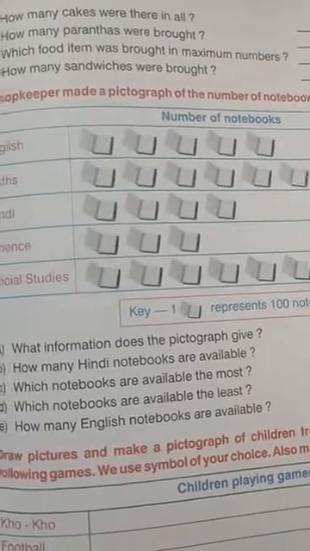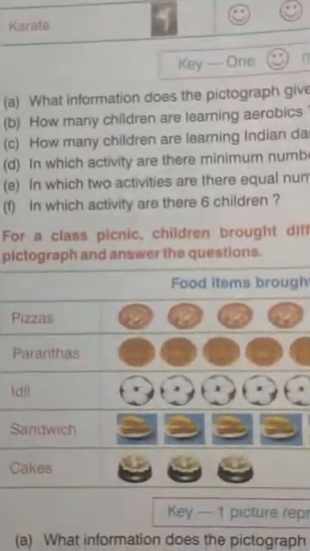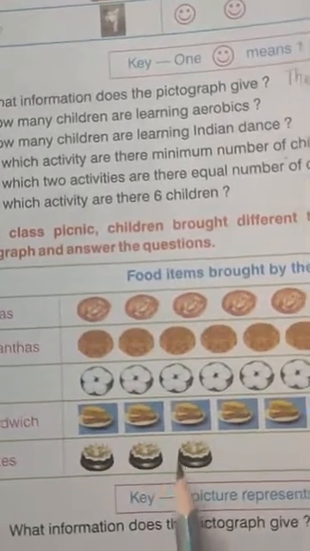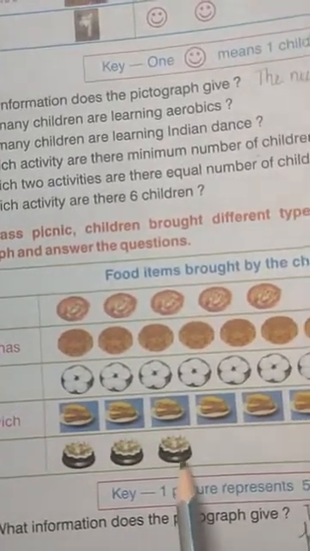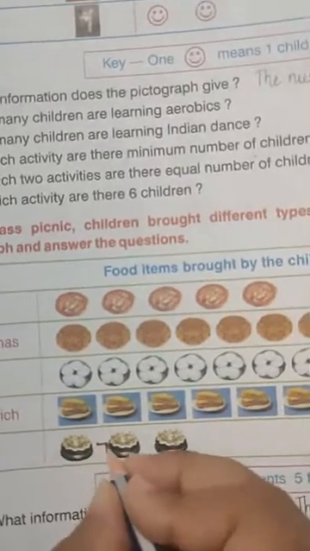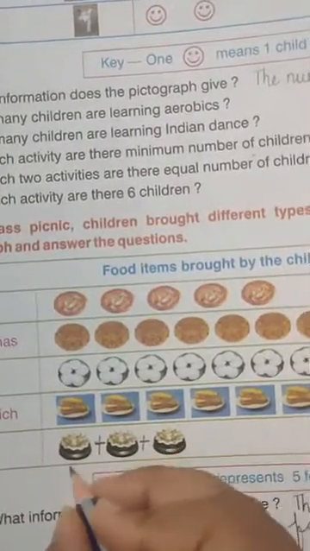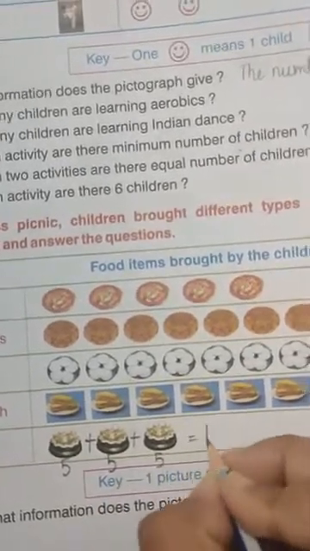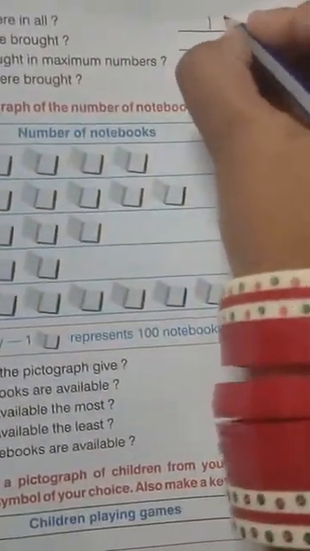Now we are coming to its B part. How many cakes were there in all? So I have to tell how many cakes were there. Just count them. One cake represents 5 cakes. 5 plus 5 plus 5 means 15 cakes are there. We have to add them. 5 plus 5 plus 5 will be 15. So here I will write 15 cakes.